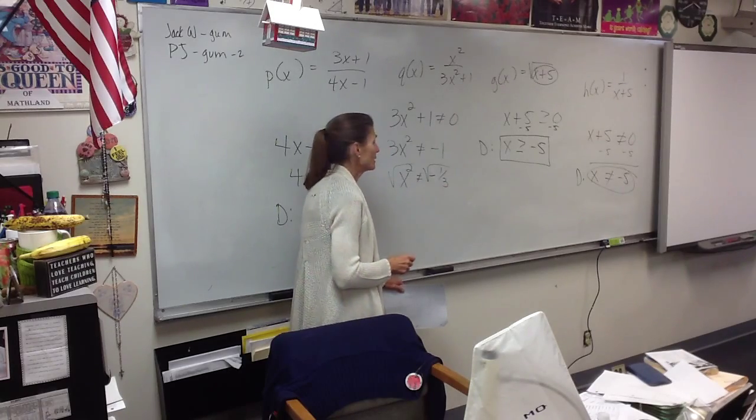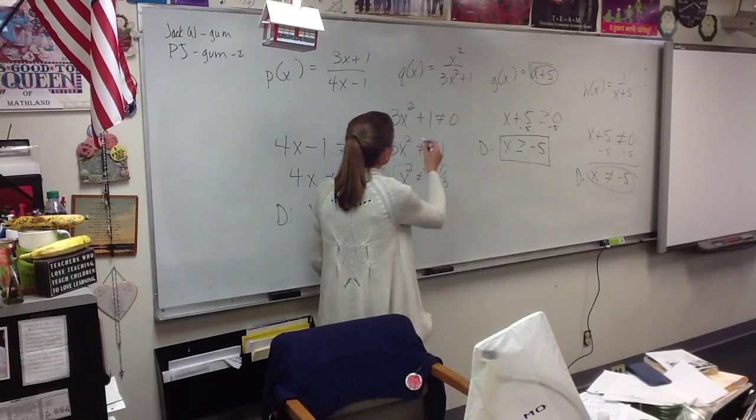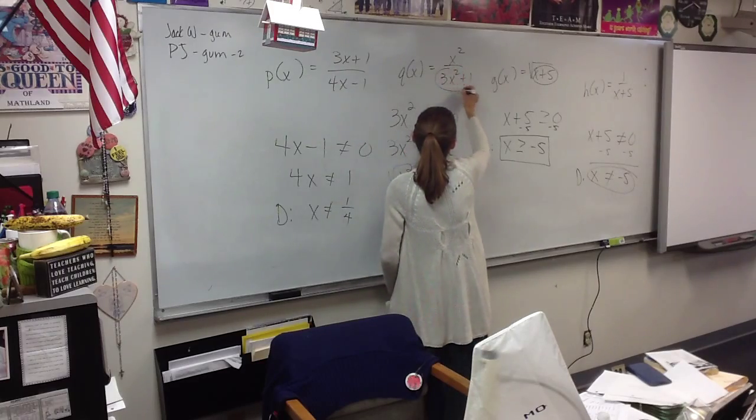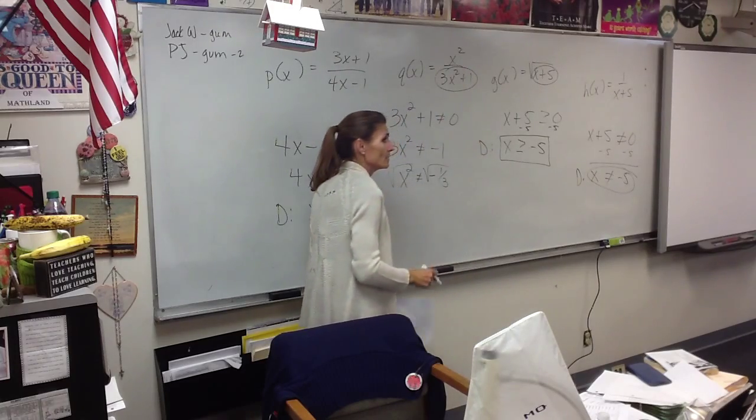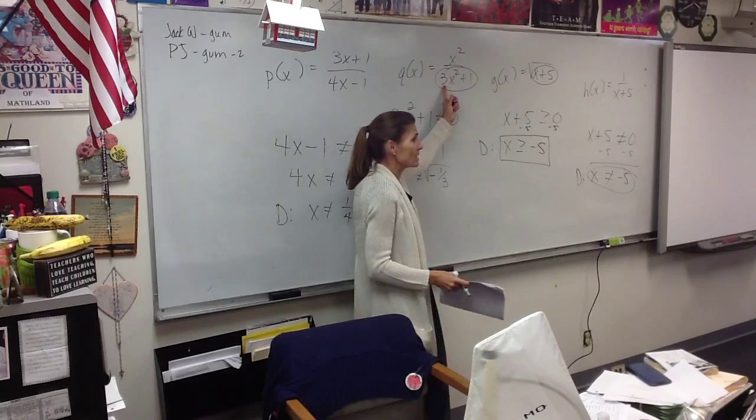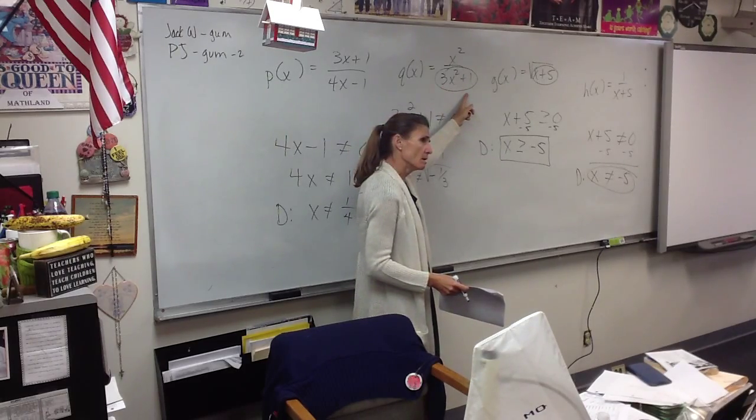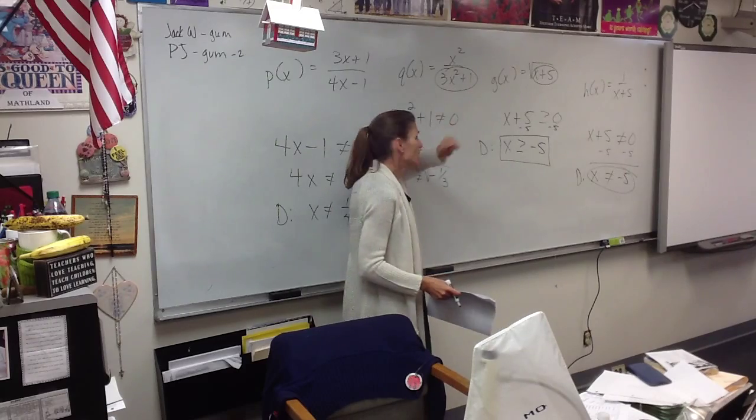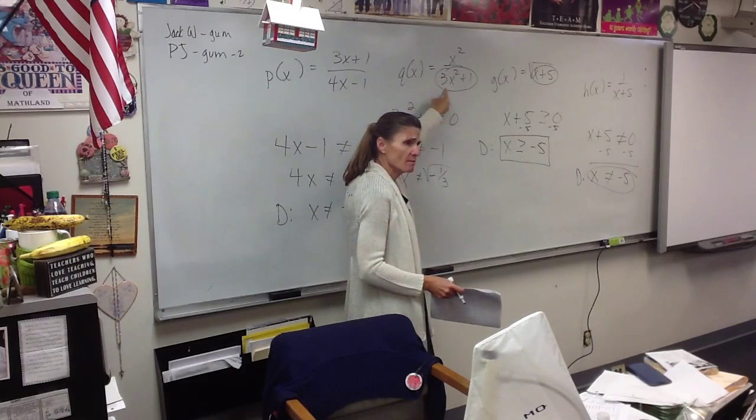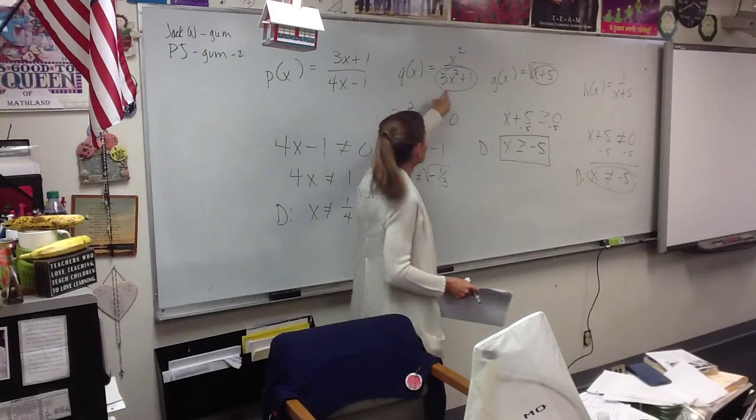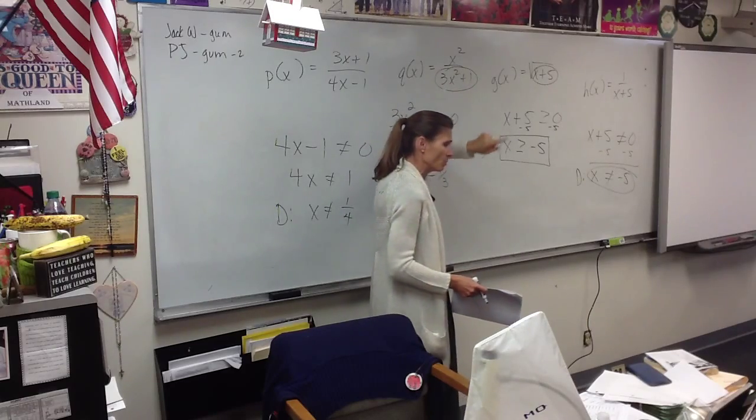Well, wait a minute. Let's go back. This is a weird problem. Let's go back and look. The rule says this cannot be 0. Tell me about 3x squared plus 1. 3x squared is a positive number, isn't it? What happens when you take a positive number and add 1? Will you ever get 0?